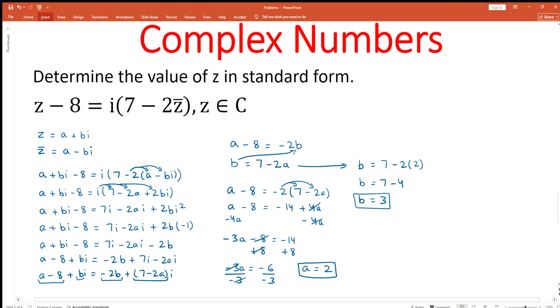Therefore, z is equal to 2 plus 3i because a is equal to 2 and b is equal to 3. This should be the final answer for this problem. So these are the steps you have to keep in mind to solve this type of problem.